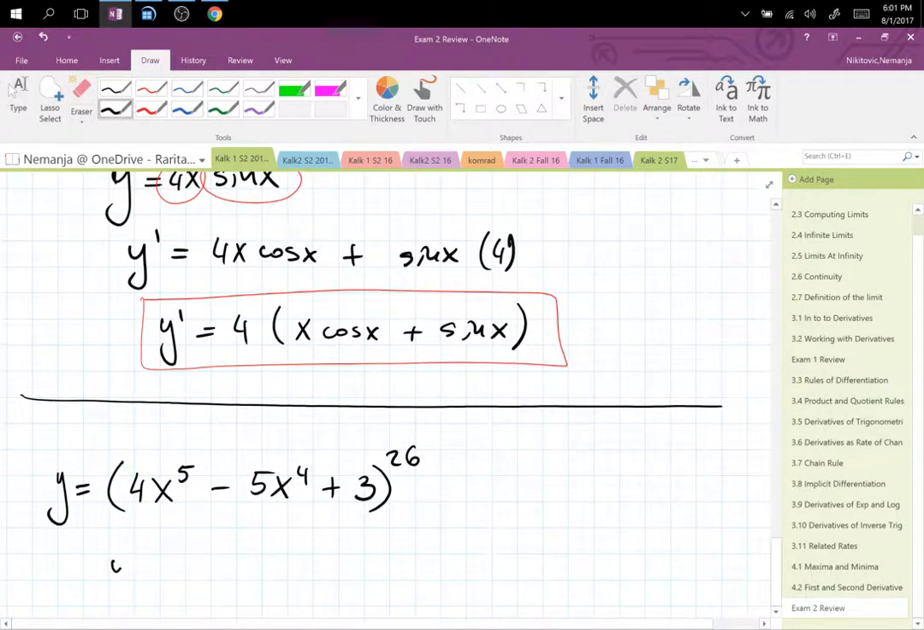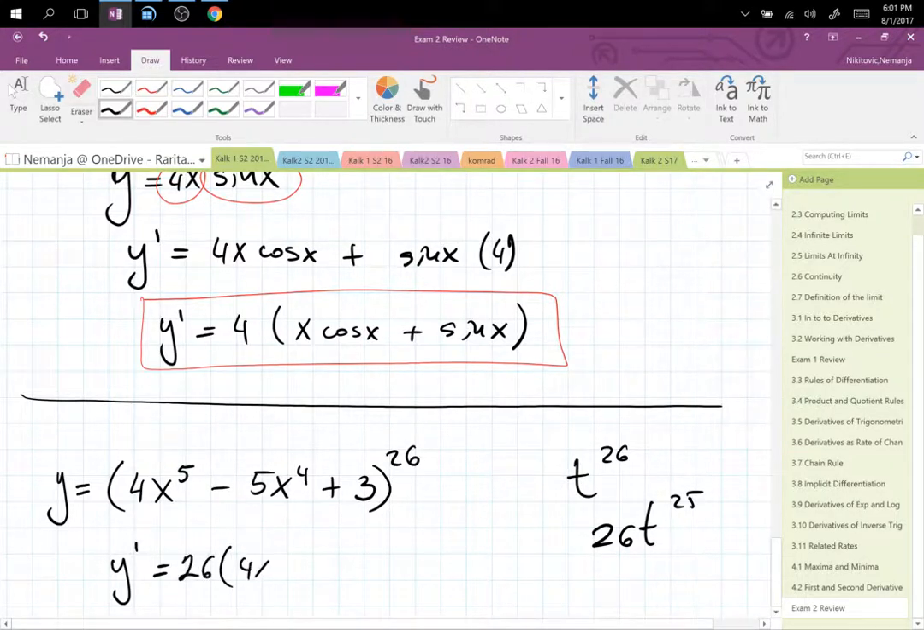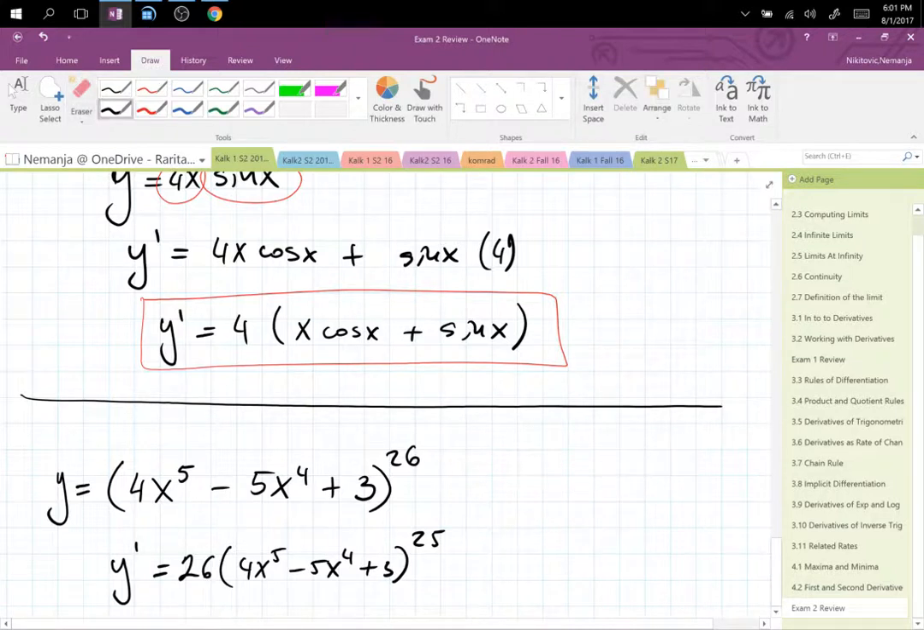So this is behaving like everything was t to the 26th, let's say, right? Whose derivative is 26t to the 25. And t is all of this mess inside. So it's going to be 26, copy everything to the 25th power times, by the chain rule, the derivative of the inside. That's 20x to the 4 minus 20x to the 3, and then there is this plus 3 is 0, right?